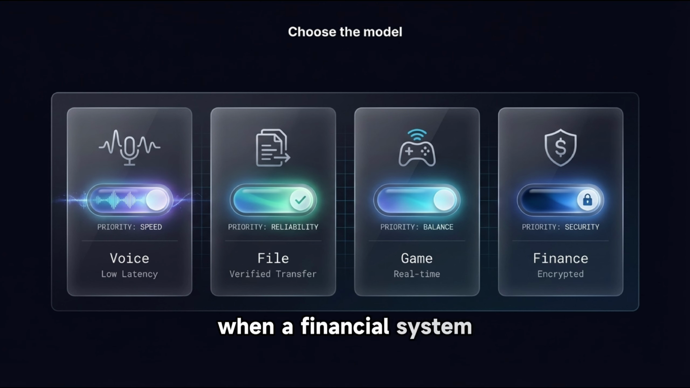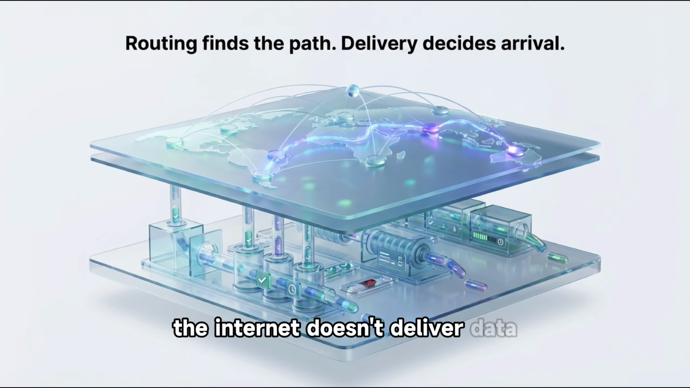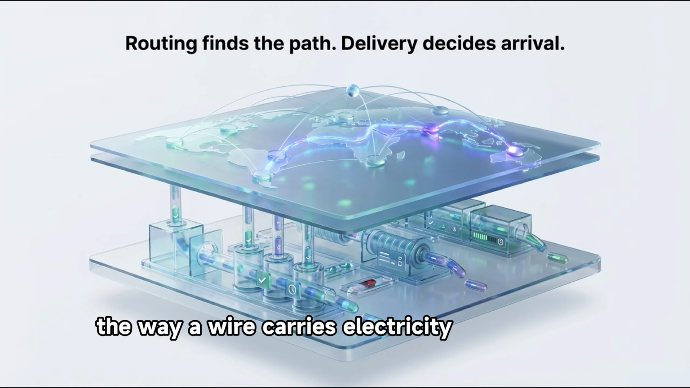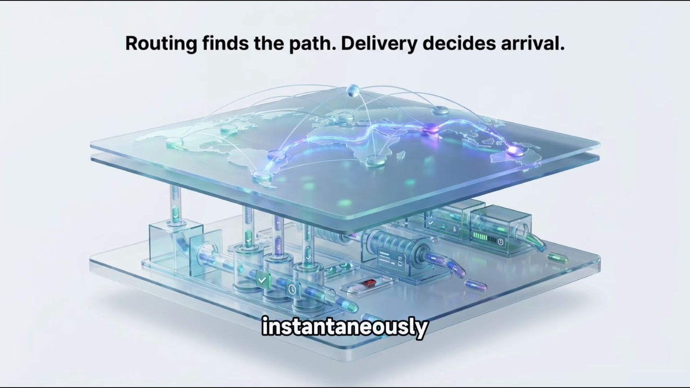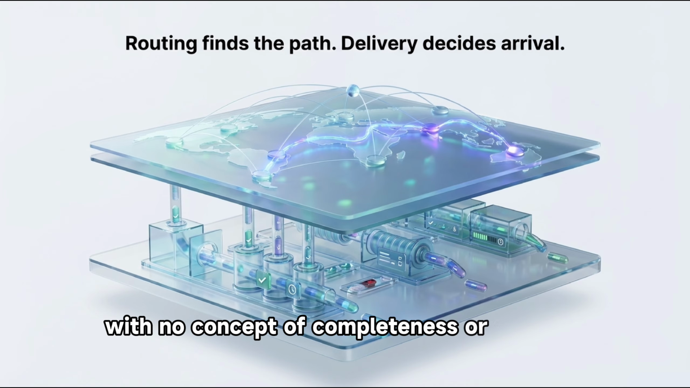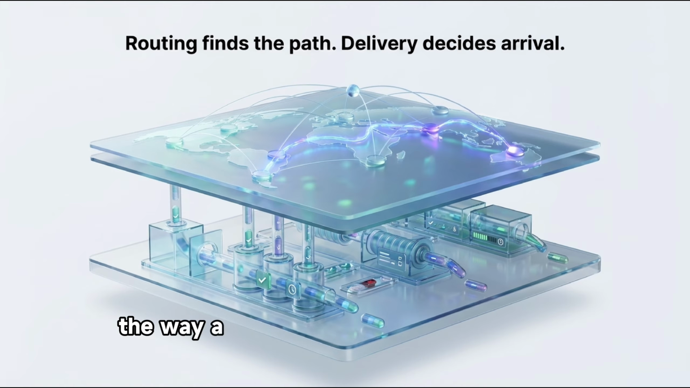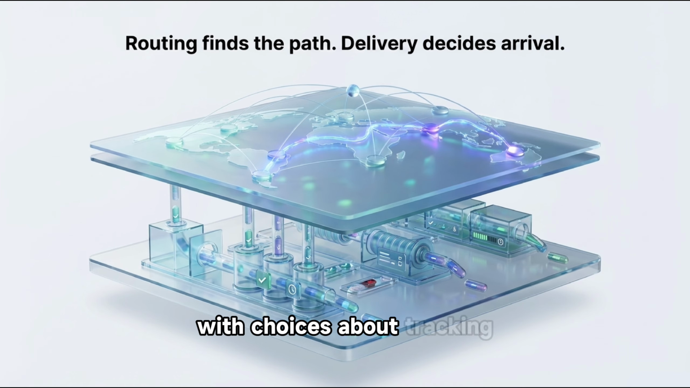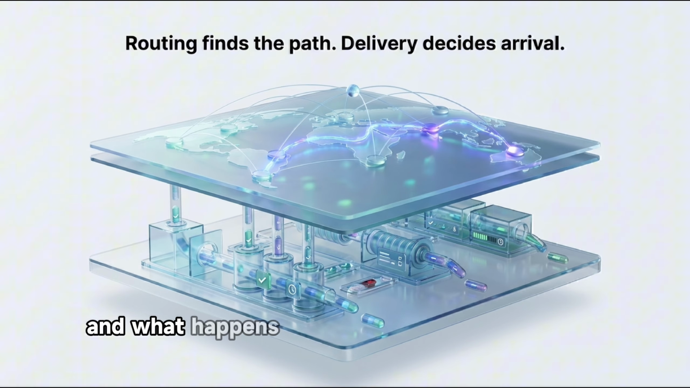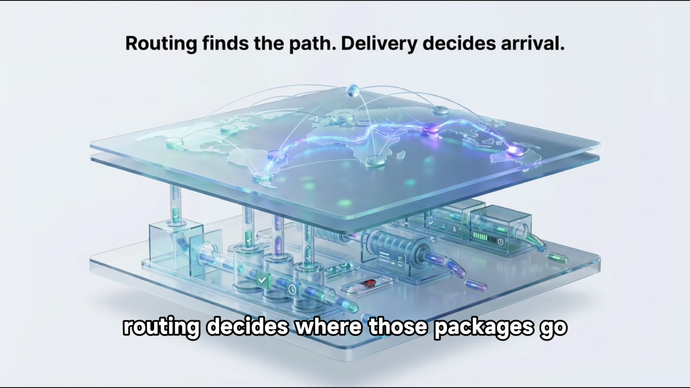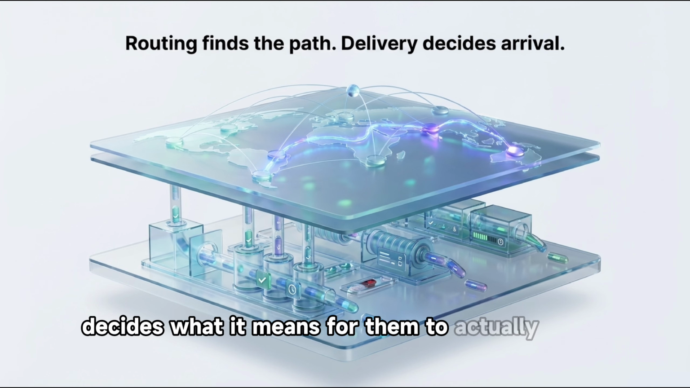When a financial system ensures that a transaction is processed exactly once, never twice, never 0 times, they're solving a delivery problem. The internet doesn't deliver data the way a wire carries electricity, continuously, instantaneously, with no concept of completeness or ordering. It delivers data the way a postal system handles packages, in discrete pieces, with choices about tracking, confirmation, and what happens when something goes missing. Routing decides where those packages go. Delivery decides what it means for them to actually arrive.